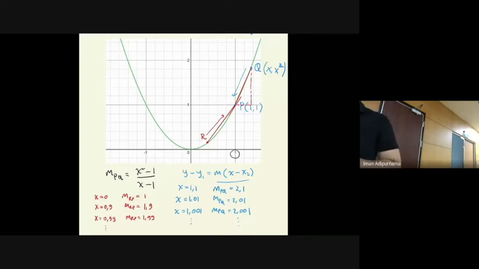Okay, so that part, the gradient PQ and RP is actually getting closer to a finite number 2, right? This is 2.0000001, and that point 1.99999. So the idea of getting closer and closer to some finite number, that is limit.